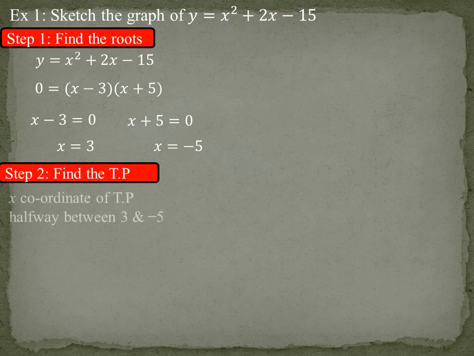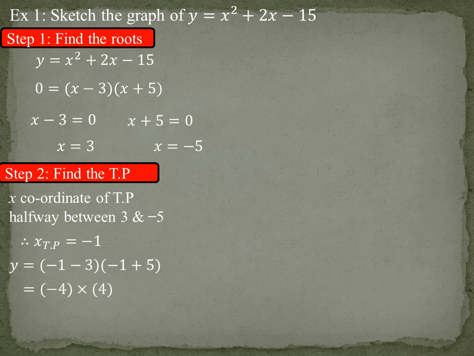Second step, find the turning point. It's up to you. You can either find the turning point by completing the square, or remember that the turning point lies halfway between the roots. So it will lie halfway between 3 and minus 5, which is minus 1. So you sub minus 1 back into the y equation, either one, and calculate your y coordinate. Therefore, the turning point is at (minus 1, minus 16).